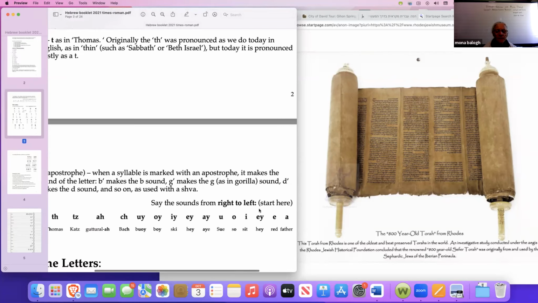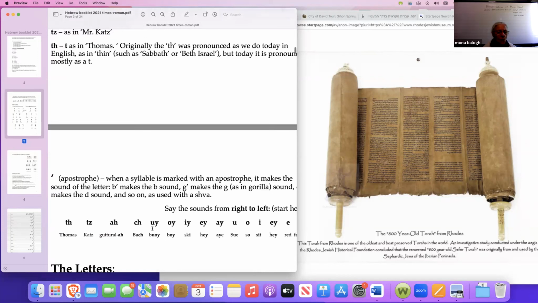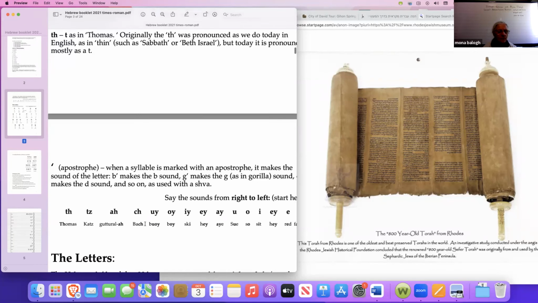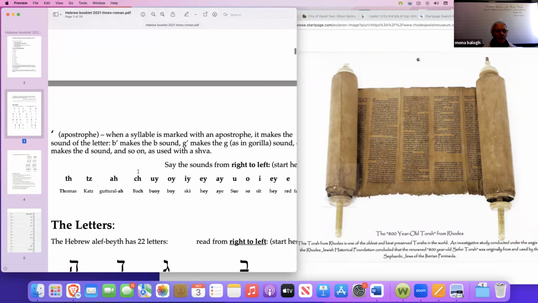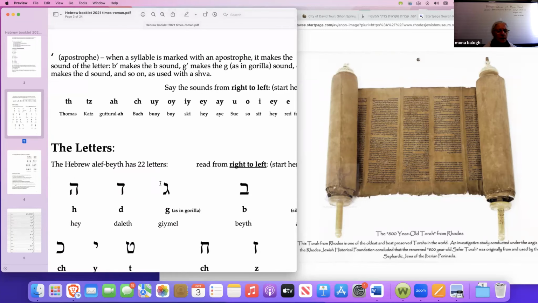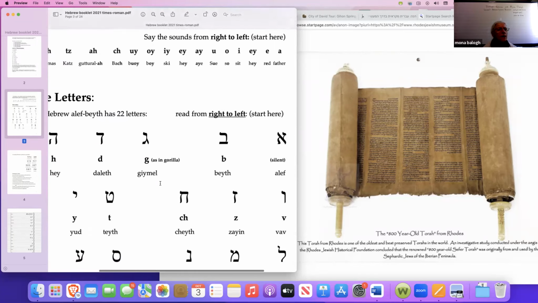And from right to left: a, e, a, I, o, u, I, a, e, oi, ui, o, ts, t. And again, these are just the sounds that we're going to be hearing. There aren't that many sounds in Hebrew, especially in Biblical Hebrew. Just a reminder. Okay, so here are the letters.